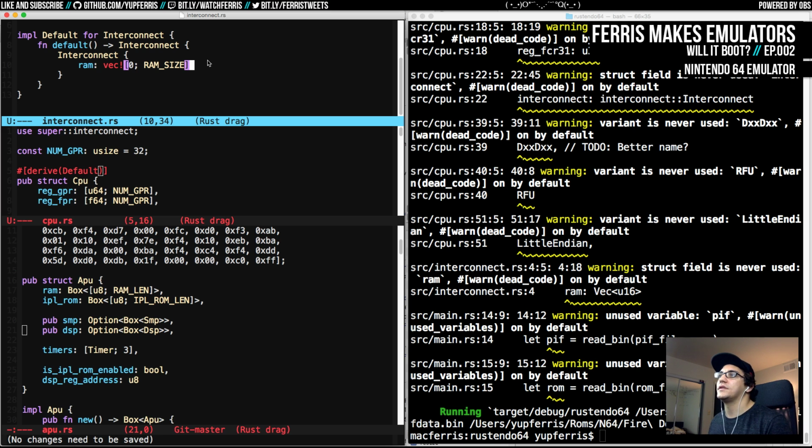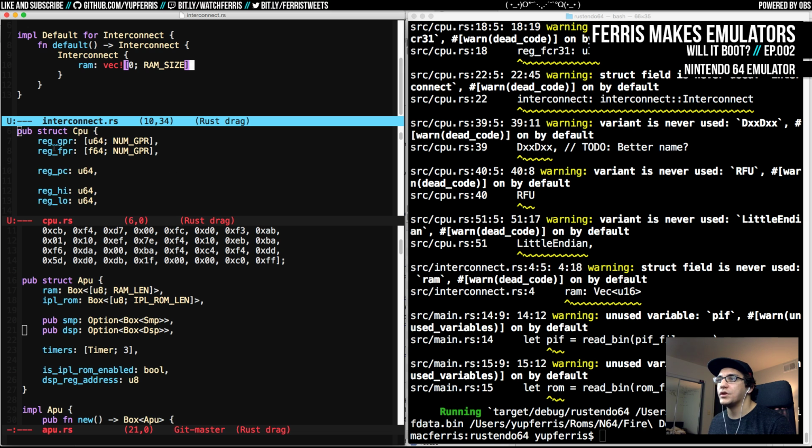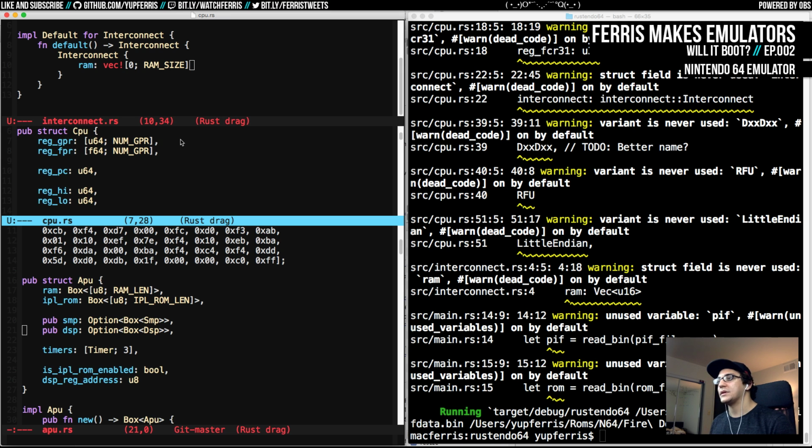Cool. So now we've modeled the fact that there is interconnect, which is some bits of the system that are together. It has some RAM. Right now, that's all it has. The CPU will be able to write to that. Eventually, the RCP is going to be able to write to that as well. That might be a bit tough to model in Rust, but we'll figure it out.